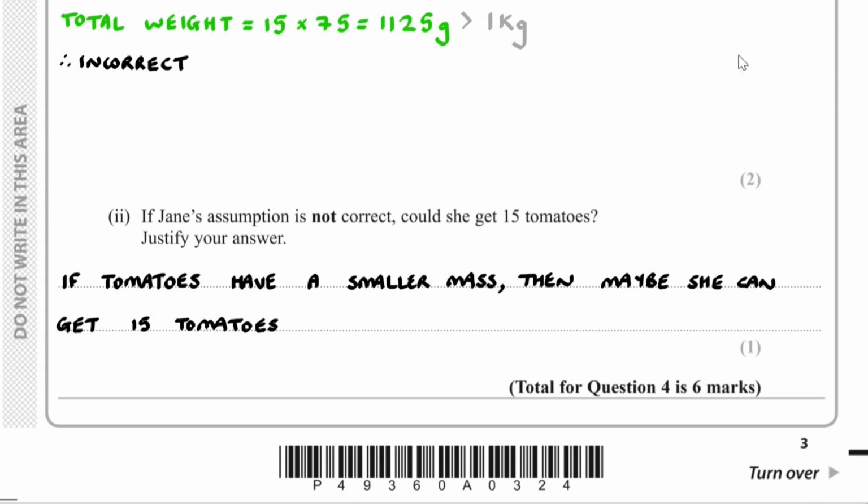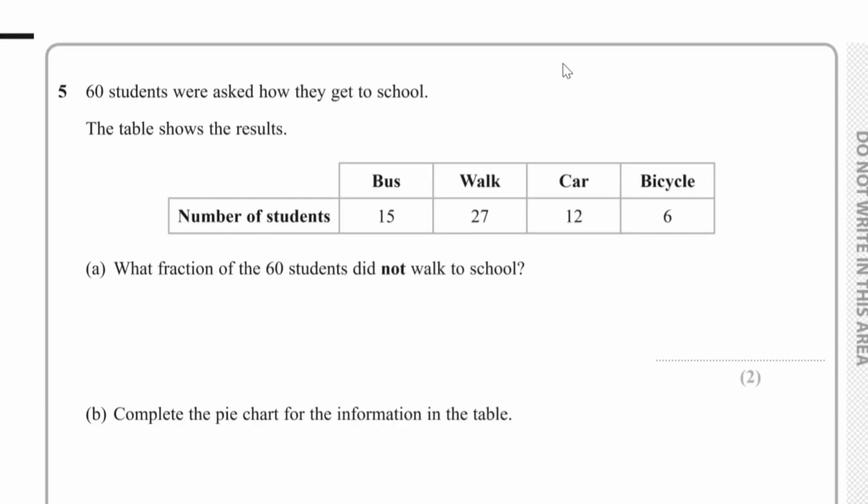Then for the next part, if Jane's assumption is not correct, could she get more than 15 tomatoes? Justify your answer. So if the tomatoes have a smaller mass, then maybe she can get 15 tomatoes.